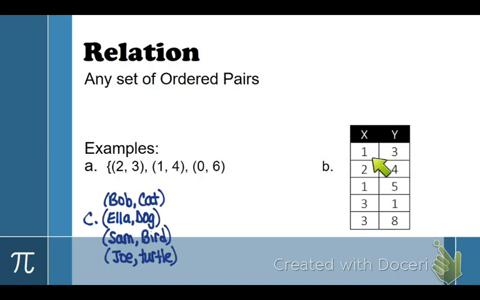The 1 goes with the 3. This is just another way of writing a set of ordered pairs, right? It's more of a T-chart, or what we call an input-output table. So 1, 3, that's a point. 2, 4, 1, 5, 3, 1, 3, 8, and so forth. Okay? These are all relations.